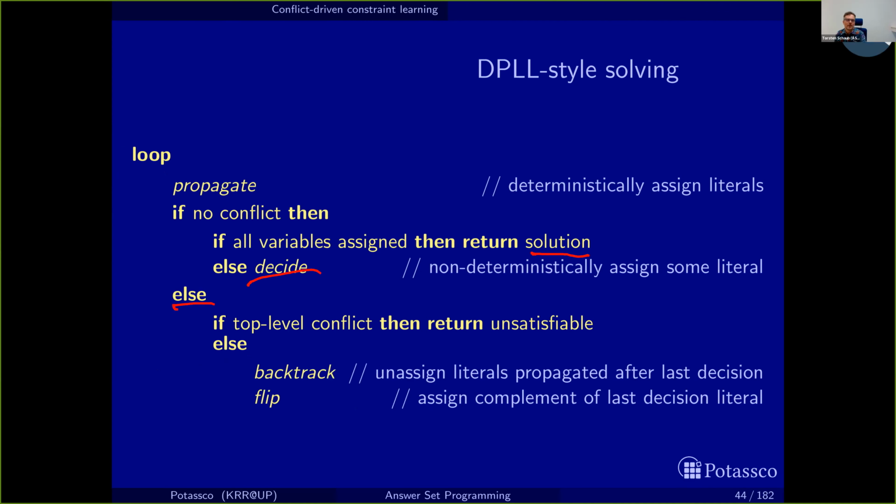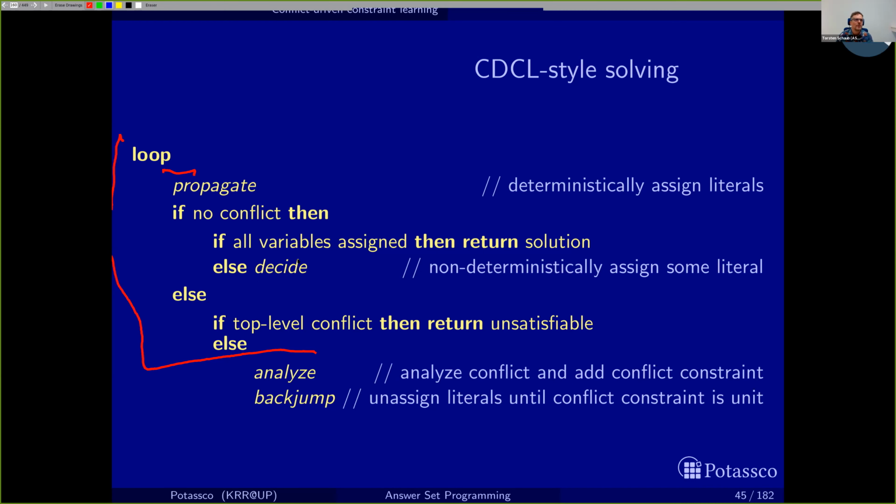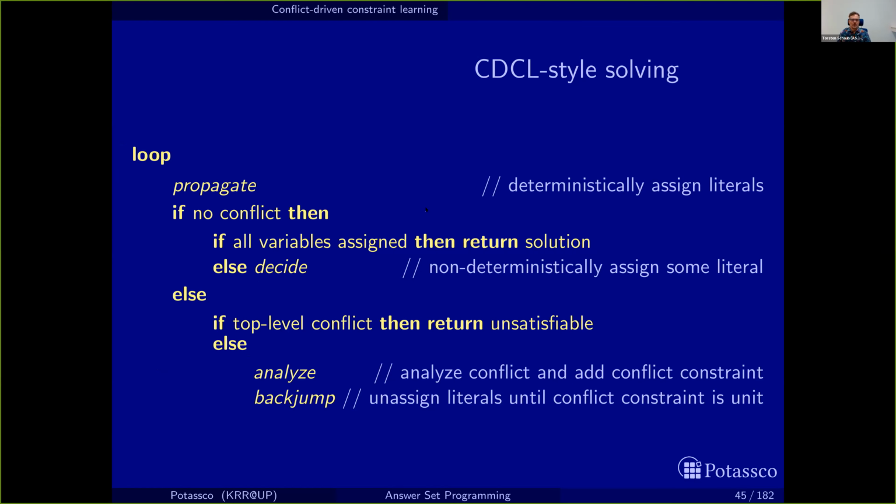Everything here stays exactly the same, just the last two instructions change, where you don't just backtrack and flip. You first analyze your conflict, and you take the conflict and you back jump to where this conflict will actually give you a propagation again, right? And that's actually what this is. If you look at it like this, it's a small change, but a lot comes with it. But that's the basic idea. And this technique gives you several orders of magnitude over simple backtracking.